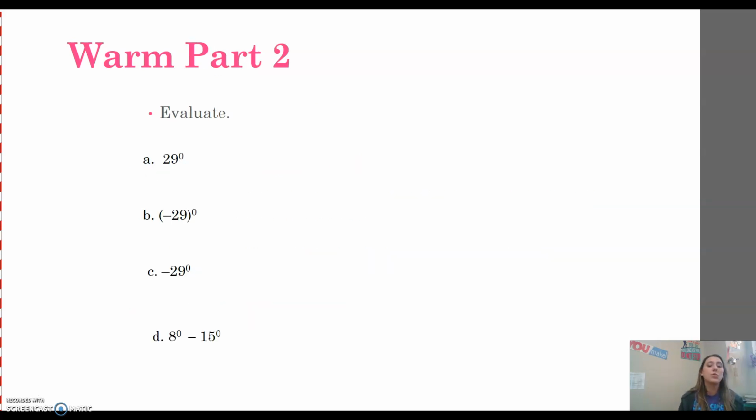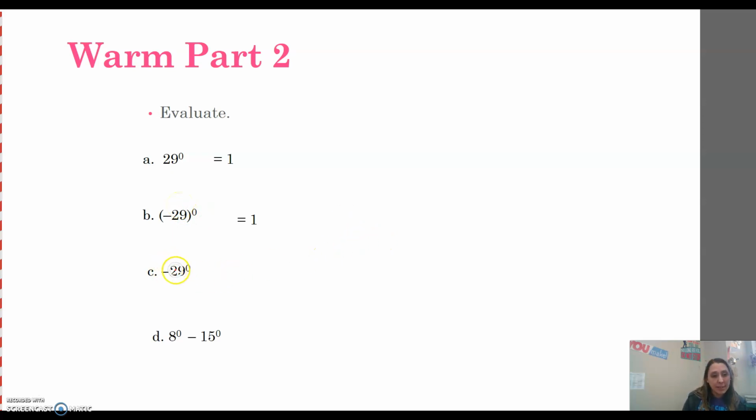All right, so 29 to the 0 power is going to be 1. Anything to the 0 power is 1. Now this negative 29 right here, this is saying that this 0 power goes to everything inside the parentheses, so we are going to have 1.